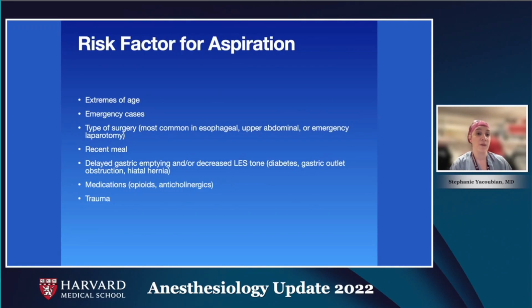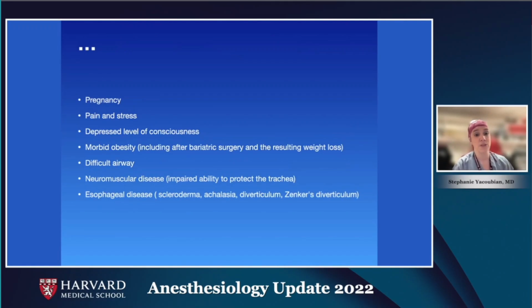The risk factors of aspiration are any patient with extremes of age, very old patients, very young patients, emergency cases, any case that involves the esophagus or the abdomen, patients who have a full stomach, and patients who have delayed gastric emptying because of diabetes or gastric outlet obstruction, patients who are on certain types of medications like opioids and anticholinergics, pregnant patients, patients in pain, patients with a depressed level of consciousness, patients who have had bariatric procedures, patients with difficult airways, patients with neuromuscular disease, or any patient with esophageal pathology.